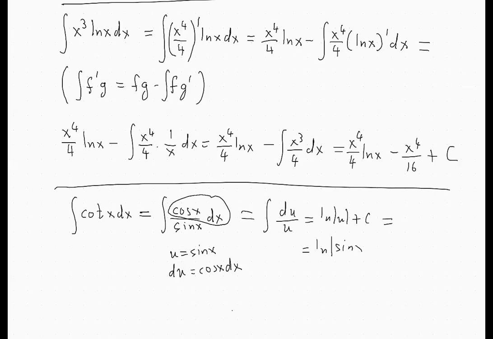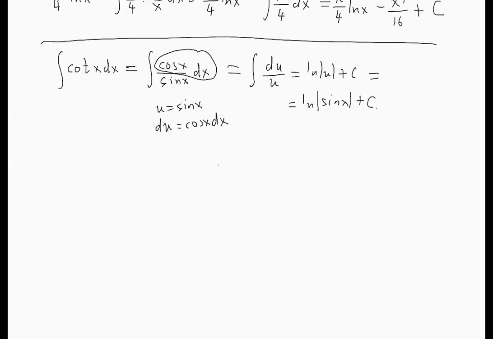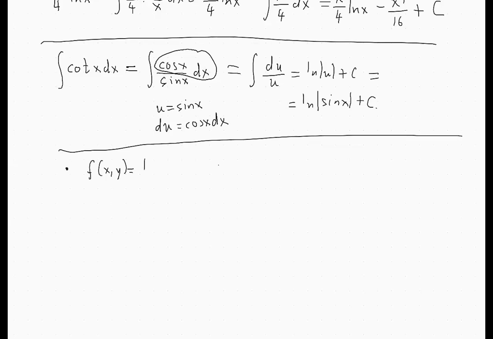Okay, let's now turn to our regular multivariable stuff. So today we're discussing directional derivatives and the gradient. And we have the function f of x, y equal to ln of x squared. I'm sorry, it's y squared minus x cubed.